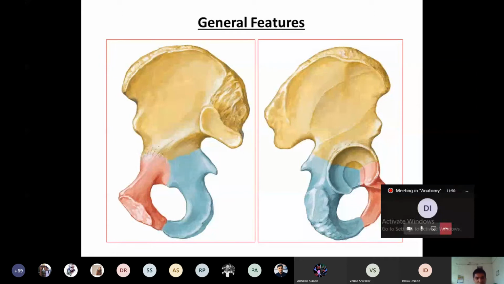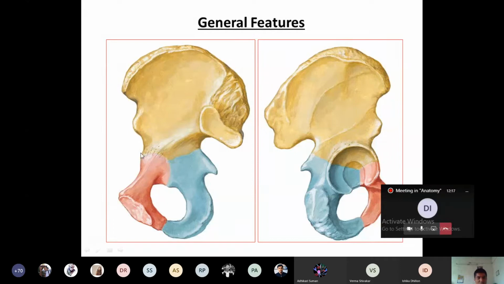Okay. And superiorly, you can find the upper end of the ilium. This one is the upper end of the ilium, also known as the iliac crest. This iliac crest extends from the anterior superior iliac spine to the posterior superior iliac spine. This whole part is known as the iliac crest.